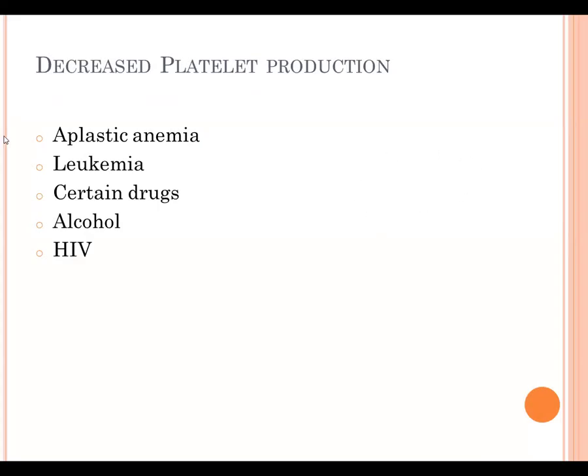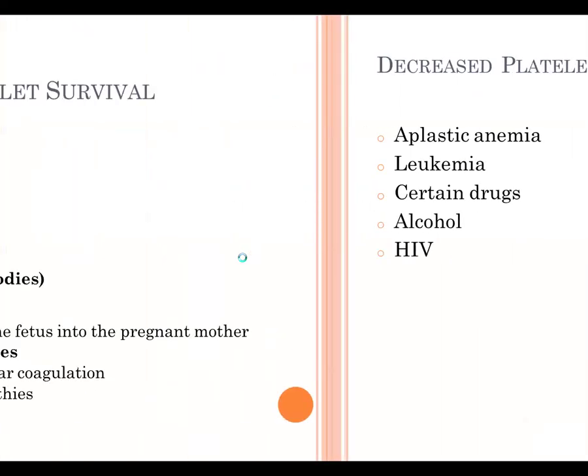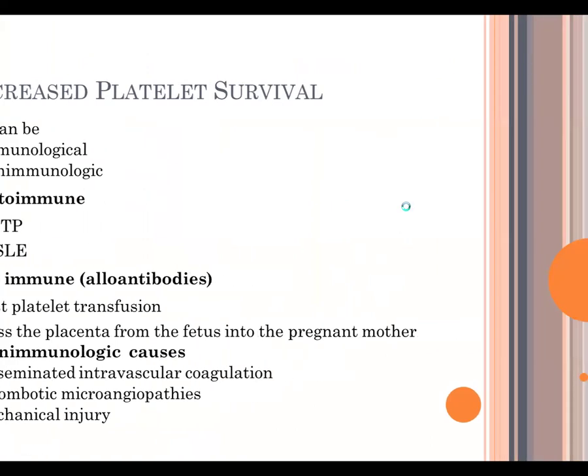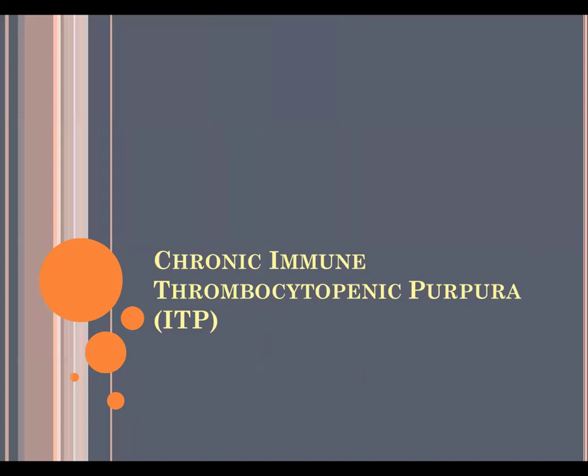Decreased platelet production may occur due to aplastic anemia, bone marrow suppression, maybe leukemia, certain drugs, alcohol, and HIV. Decreased platelet survival can be immunological and non-immunological. Autoimmune leads to idiopathic thrombocytopenic purpura and SLE. Isoimmune: alloantibodies, post-platelet transfusion, or crossing the placenta from the fetus into the pregnant mother. Non-immunological causes include DIC, thrombotic microangiopathies, and mechanical injuries. Now, chronic immune thrombocytopenic purpura, ITP.